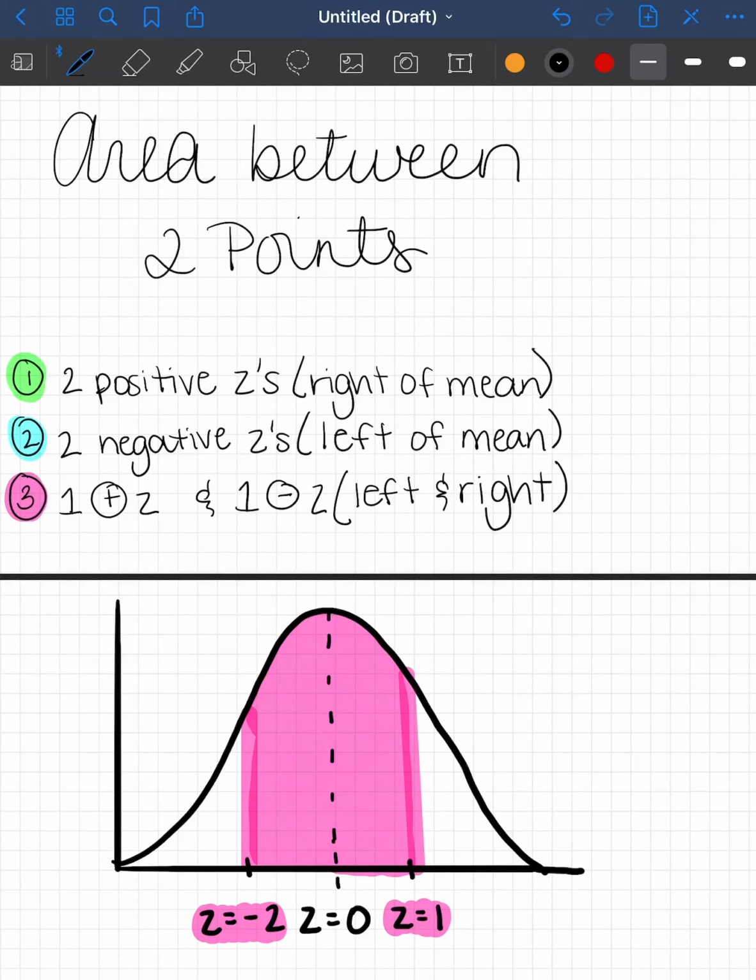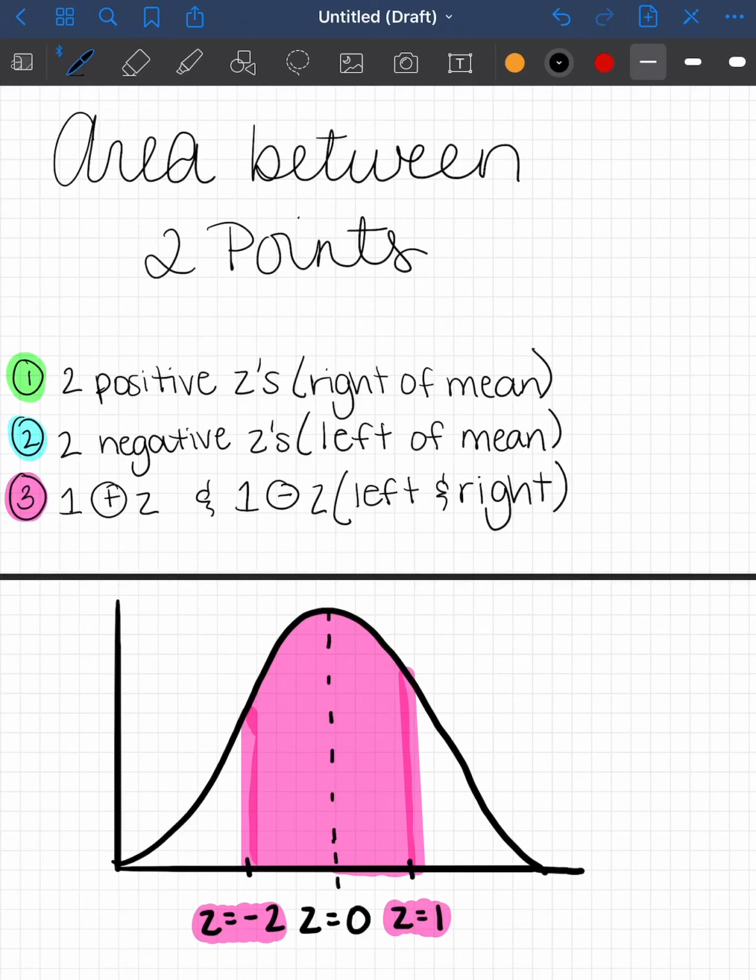The second situation would be 2 negative z-scores. So in that case, you would be trying to find the area between 2 points that are both to the left of the mean. And then the third situation would be 1 positive and 1 negative z-score. So you're trying to find the area between a point to the right of the mean and a point to the left of the mean, so one on each side.